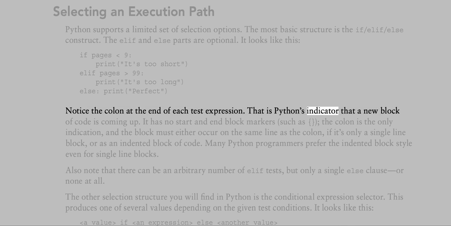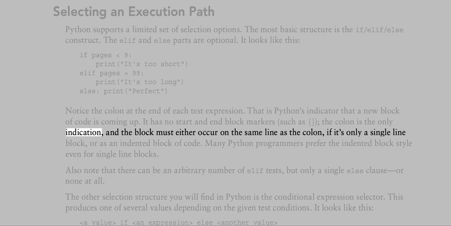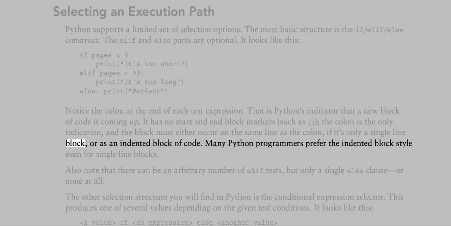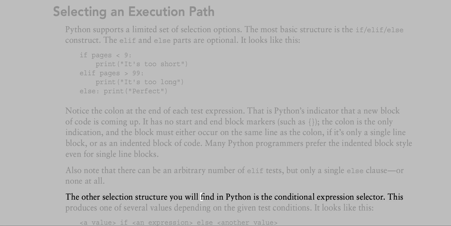That is Python's indicator that a new block of code is coming up. It has no start and end block markers; the colon is the only indication, and the block must either occur on the same line as the colon, if it's only a single line block, or as an indented block of code. Many Python programmers prefer the indented block style even for single line blocks. Also note that there can be an arbitrary number of elif tests, but only a single else clause or none at all. The other selection structure you will find in Python is the conditional expression selector.